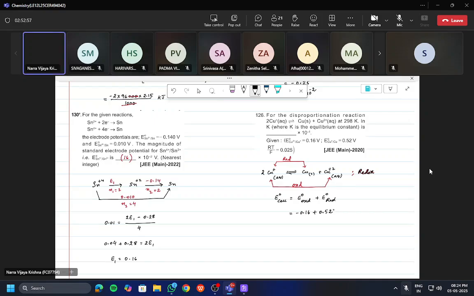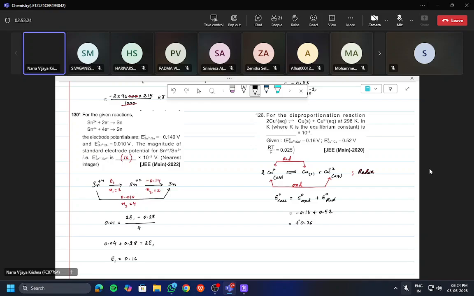The oxidation part is plus 1 to plus 2. But it is given as plus 2 to plus 1. Then plus 1 to plus 2 is minus 0.16. Right? The reduction part is plus 1 to 0, reduction only, 0.52. So what is this value? 0.36, plus or minus. So E naught of cell is known.